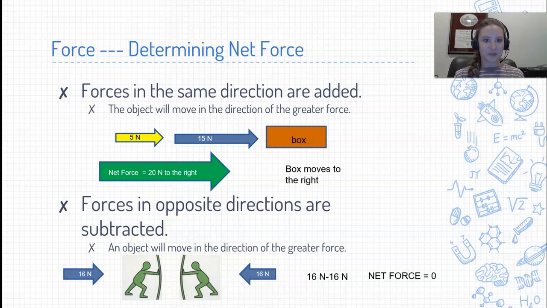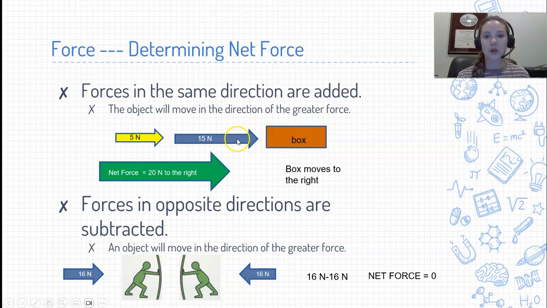Okay, now when we determine the net force, which is essentially how much force is happening total on an object, we can do one of a couple things. We either need to add the forces together or we need to subtract the forces from one another, and I'll explain that more now.